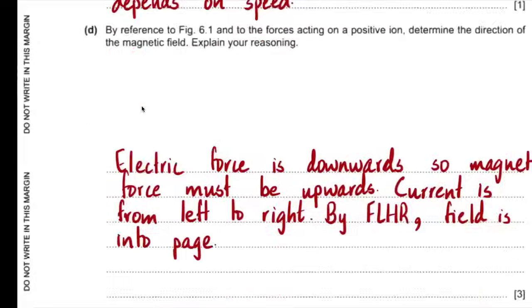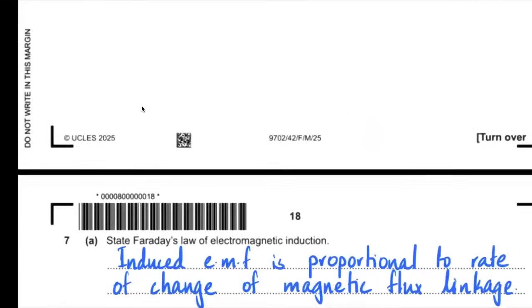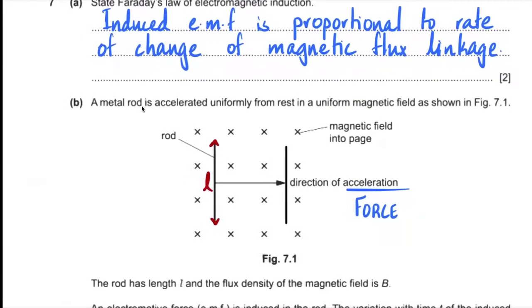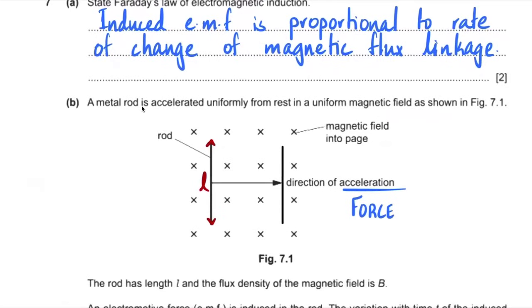So that's the reasoning behind this part. Let's go on. Faraday's law of EM induction, very straightforward. Induced EMF is proportional to rate of change of magnetic flux linkage. A metal rod is accelerated uniformly from rest in a uniform magnetic field as shown in 7.1. So this rod goes like this in a field which is into the page.